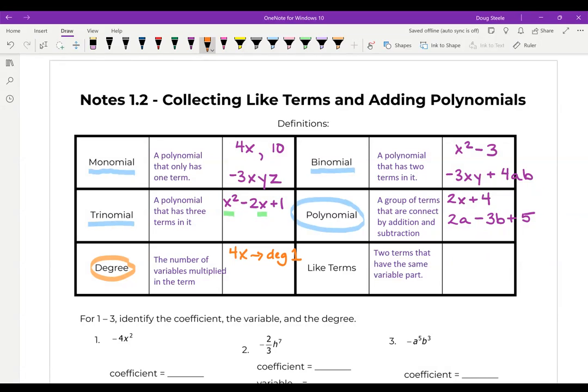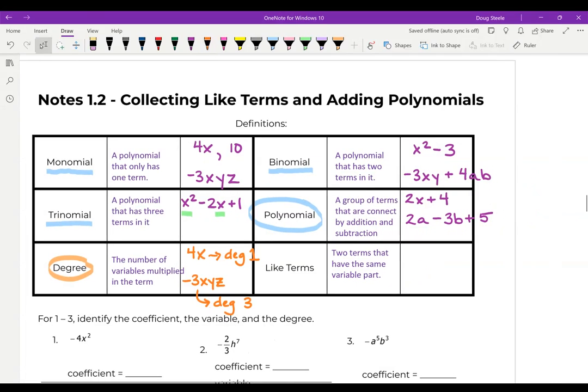I could have something that was, let's say, negative 3xyz. In this case, this is a degree 3 because there's 3 variables that are multiplying in that term. So anytime we want to find the degree of a term, we just have to figure out how many variables are in that term.